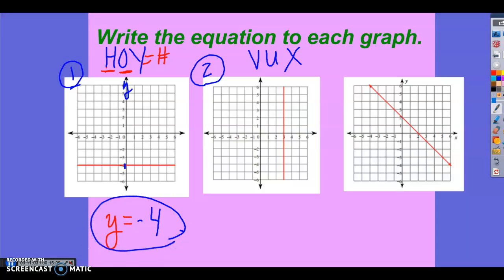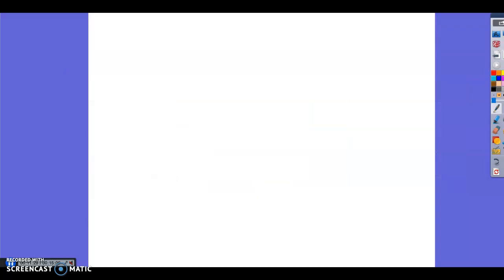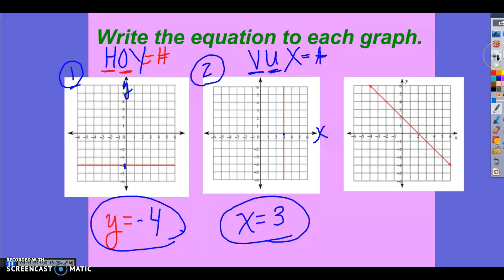With a vertical line, remember vertical lines have a slope that's undefined and they are x equals a number. So the x value of every point on this line, if you look along the x-axis right here, is 3. So my equation is x equals 3. So that's how you would do the equation of a horizontal or vertical line. Remember HOY and VUX. So that's it. I hope that helps you with writing equations and graphing linear equations.